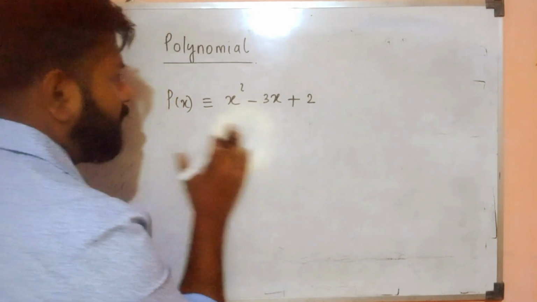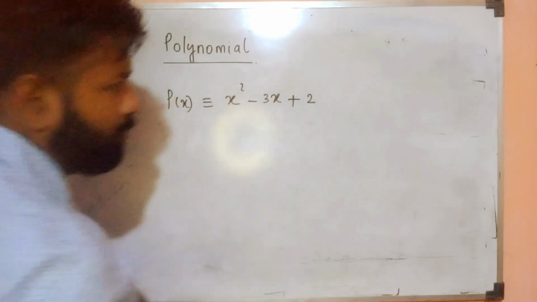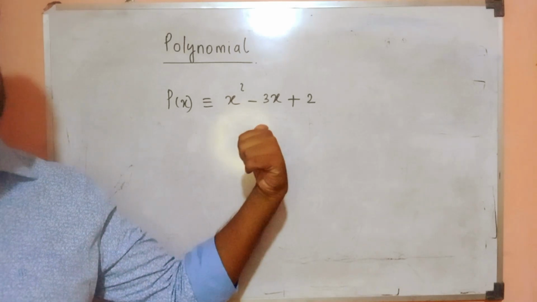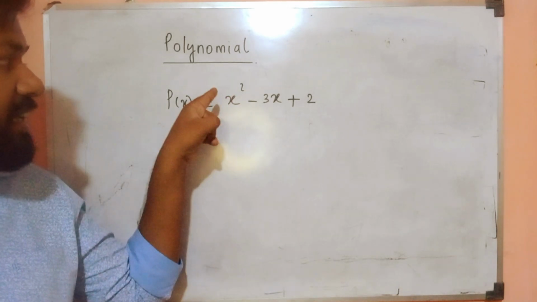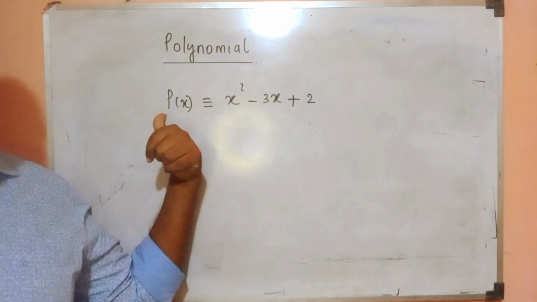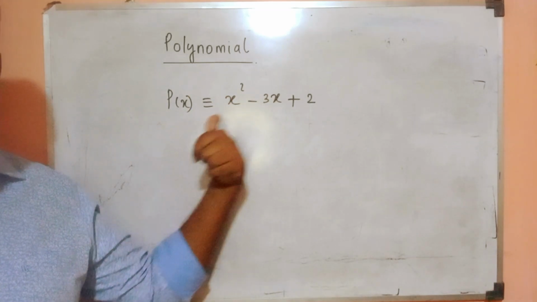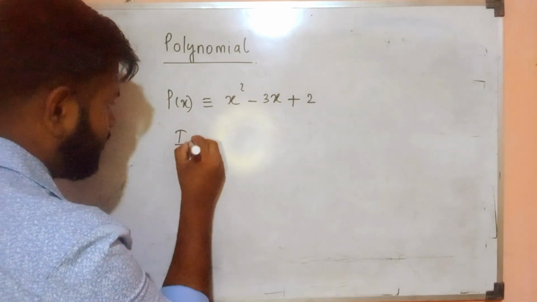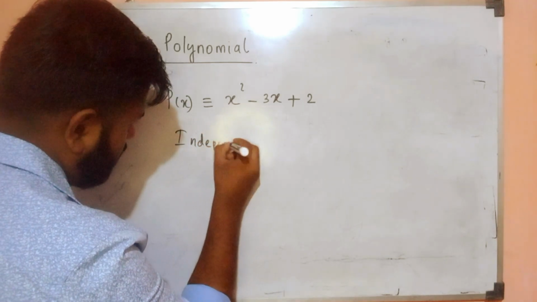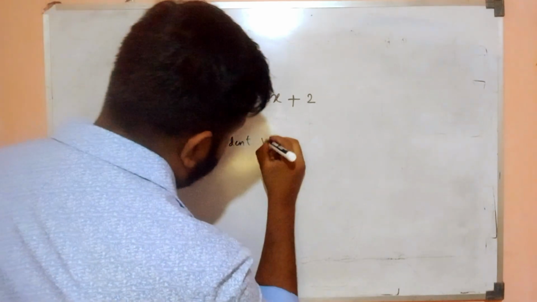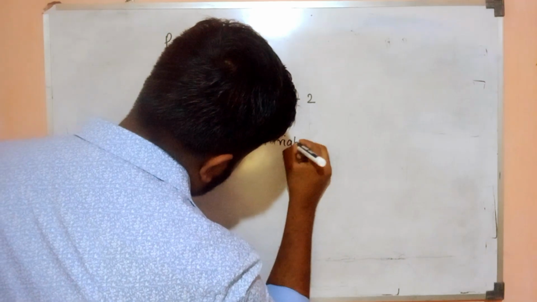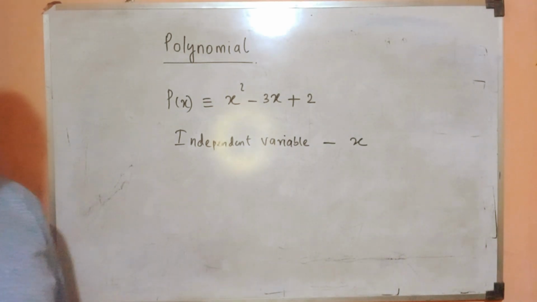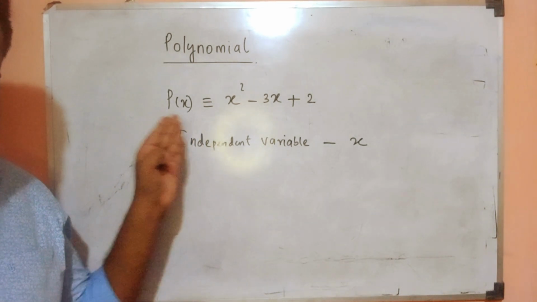First of all, we have to see what is the variable in this polynomial. Here we have only one variable, in other words, we say independent variable. Here x is the independent variable, and p(x) is the dependent variable because p(x) depends on x. So the independent variable here is x. This is a polynomial made of x.